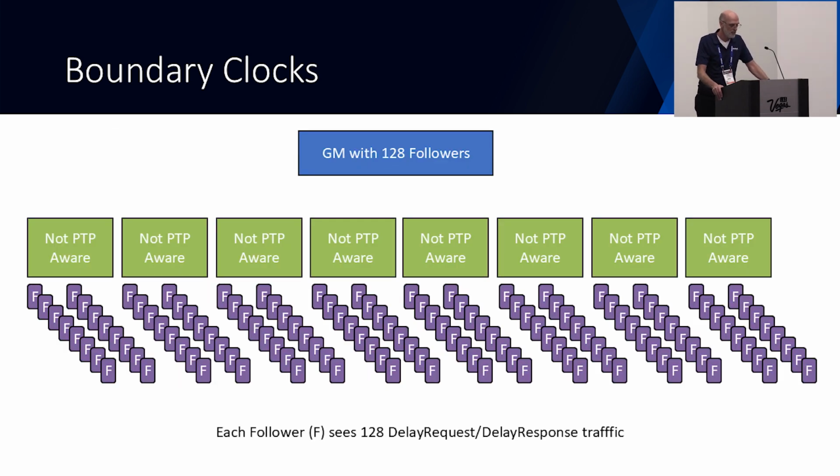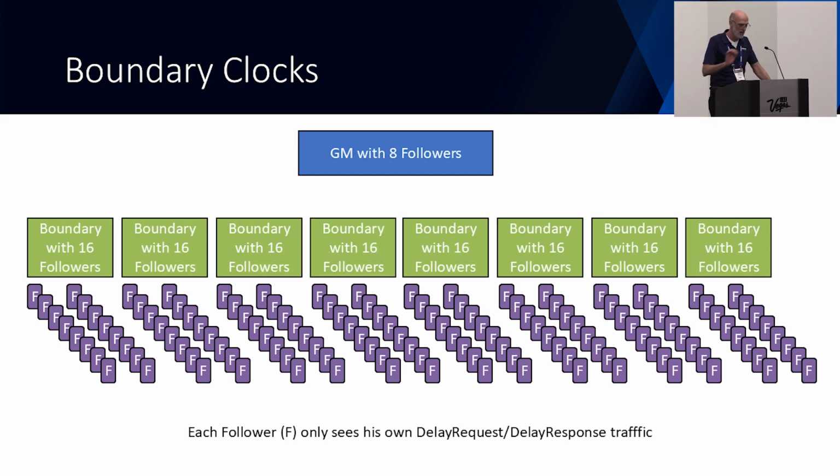So this would be a network where there's 128 followers talking to a Grandmaster. Normally a Grandmaster doesn't have a hard time doing this, but the page wasn't big enough for me to make a very big drawing, so I decided to do this. We have 8 switches, and on each switch there's like 16 devices attached, I think, and that's 128 followers the Grandmaster deals with. If I put all these switches in boundary clock mode, I now have 8 followers, the 8 switches, that the Grandmaster has to deal with instead of 128, and each switch is dealing with 16 followers.